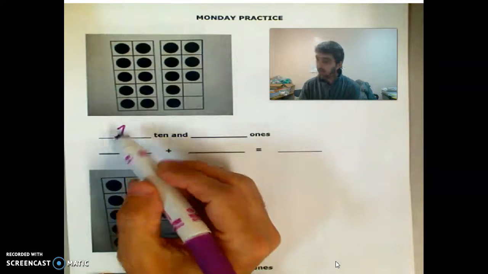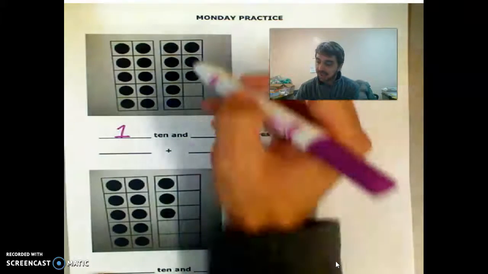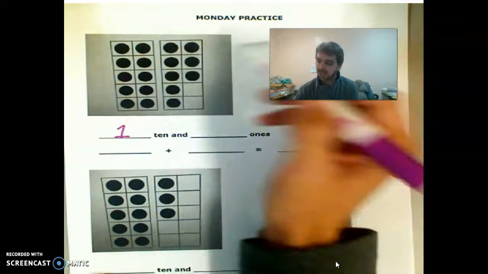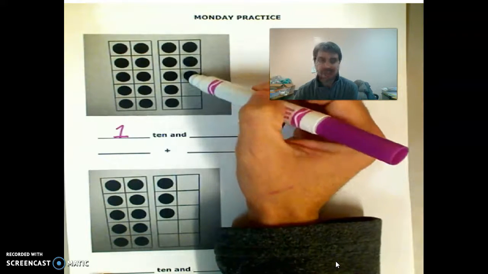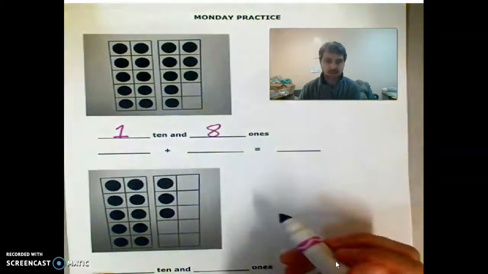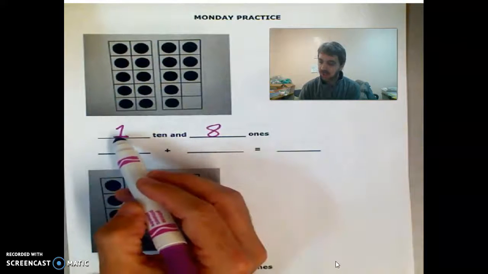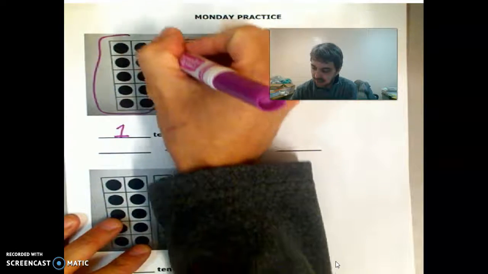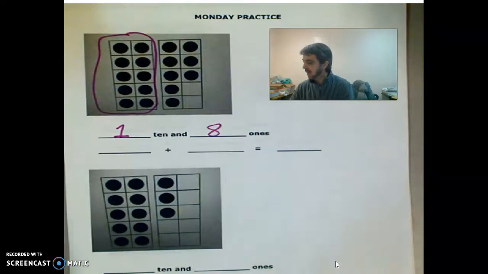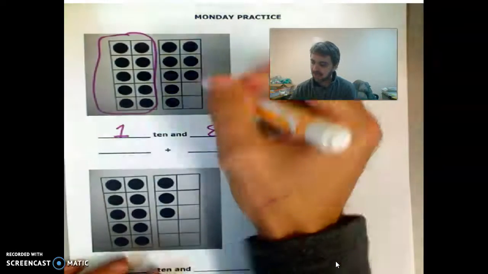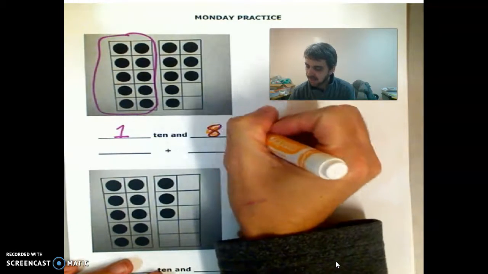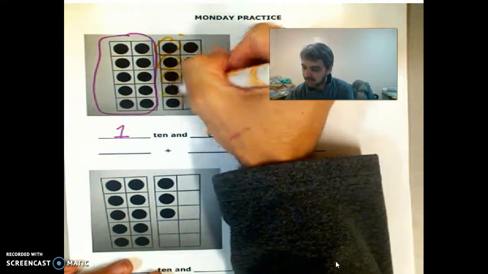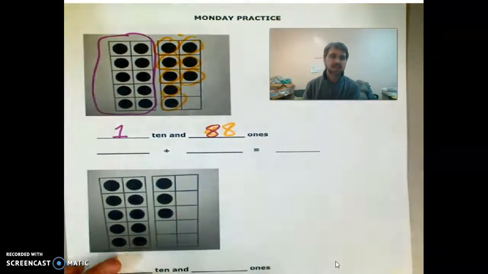So we're going to say we have 1 ten, but we still have some left over because they're not all filling up this 10 frame. We have 1, 2, 3, 4, 5, 6, 7, 8. So we have 8 ones. This is what you would write here: 1 ten and 8 ones. I'm going to do it in different colors. Here's our 10, and then these are our ones. We have 1, 2, 3, 4, 5, 6, 7, 8 pieces of candy left over.